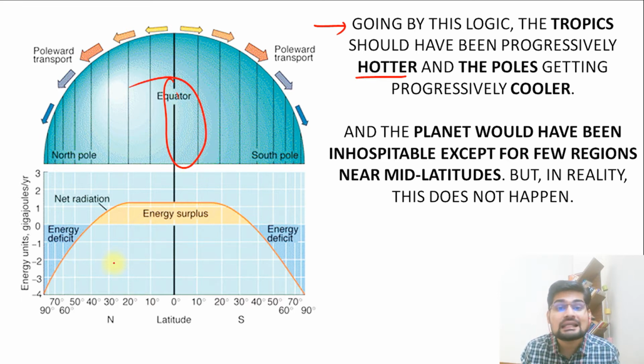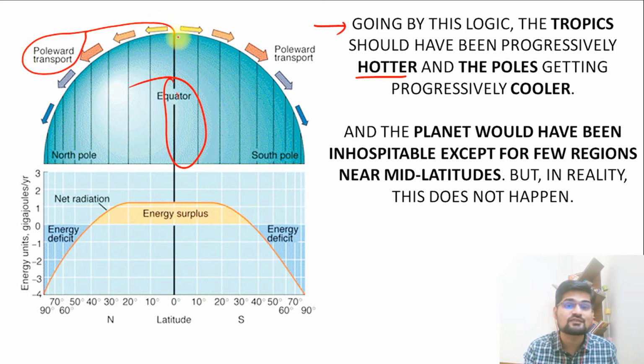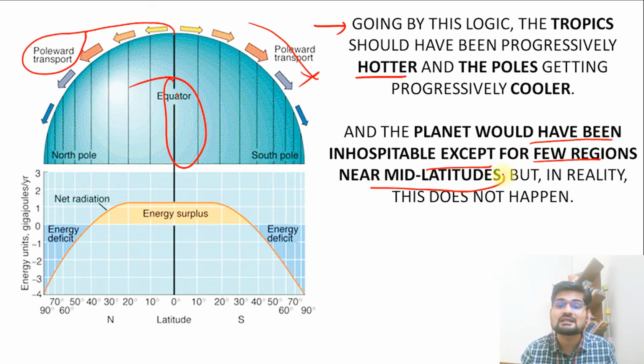Because of this balance, remember, there is a poleward shift in this energy, if you see in this diagram. So the planet would have been inhospitable except for a few regions near mid-latitudes. If this dynamic equilibrium would not have been maintained, the pockets of possibility of life would have been there on the earth only in certain places. But remember, our earth is hospitable in almost most of the places. Why is it so? Because of this balance.